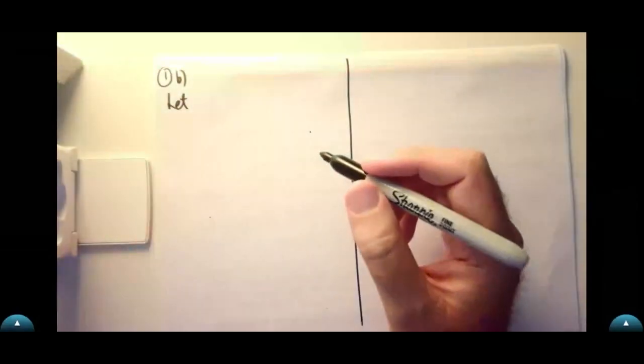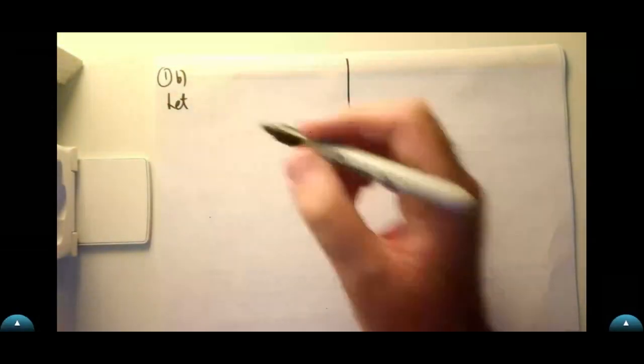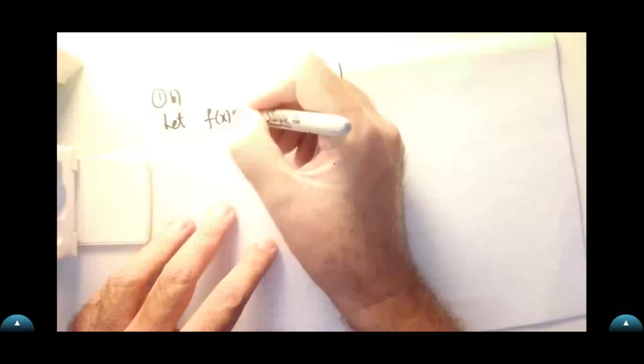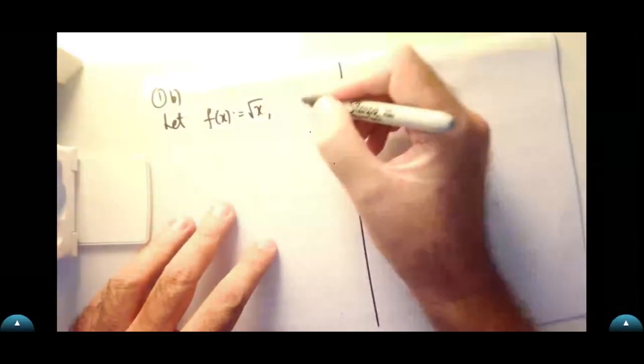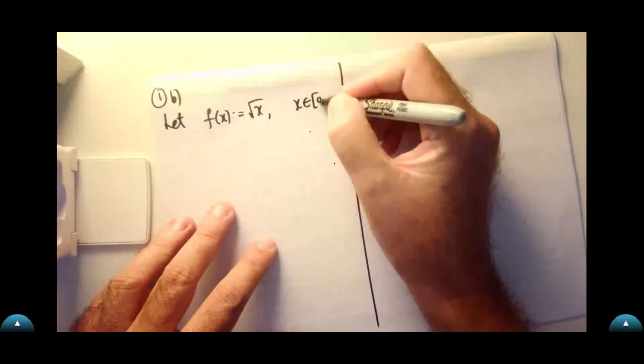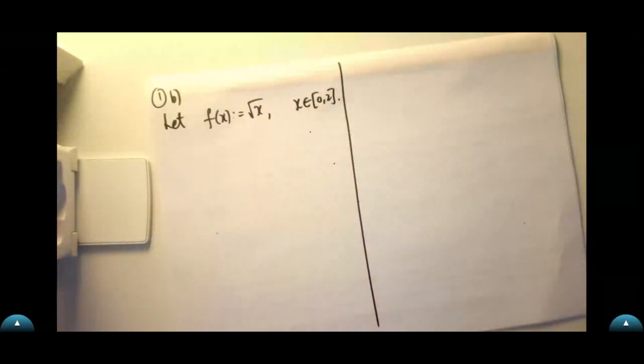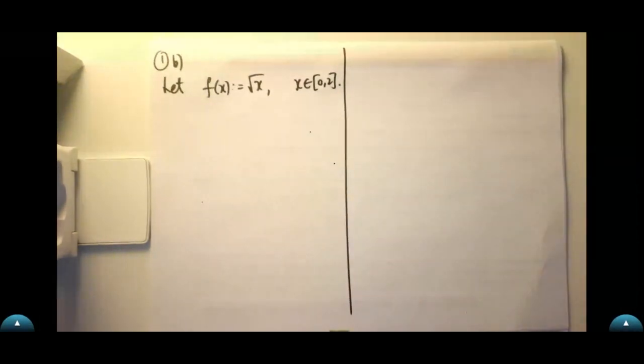And we can quickly do that one. All right, so this is part B. I've got a function which is root x, and I'm defining it to be that function there. The question asks us, find a number C which satisfies the conditions of the MVT.